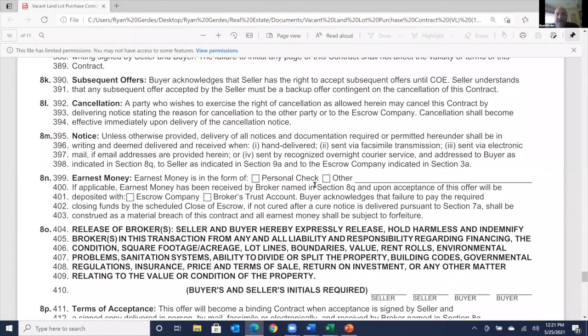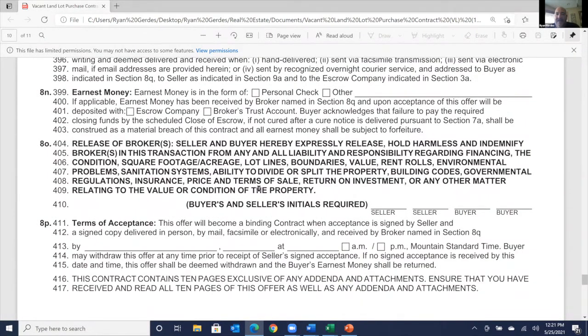Again, bunch of bold print here. Your real estate wealth manager is not responsible for the square footage of the lots, the lot lines, boundaries, or anything that has to do with the property itself. Our job is to essentially facilitate the transaction.